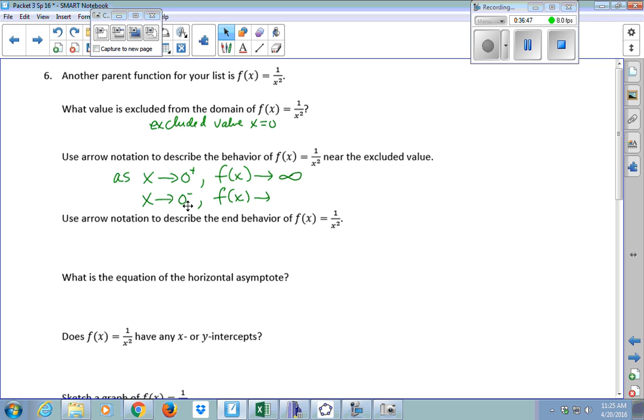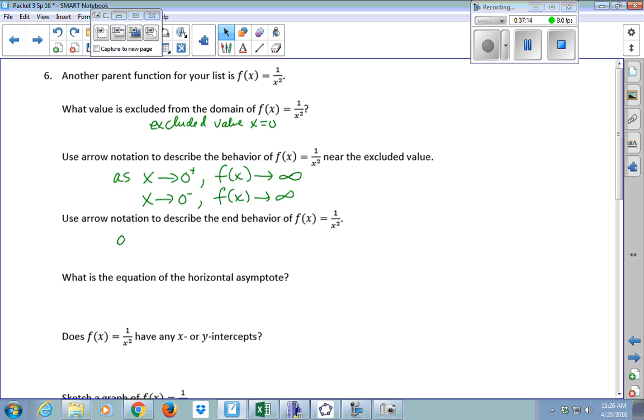Now, the only difference between this function and our other function is now when we put in our negative values for x, what will be the sign of our denominator when we put negative values in and square it? Positive. So from the left-hand side, it's going to approach positive infinity as well. Okay. If that was an x cubed, would it be negative? Yes, absolutely. Yep.